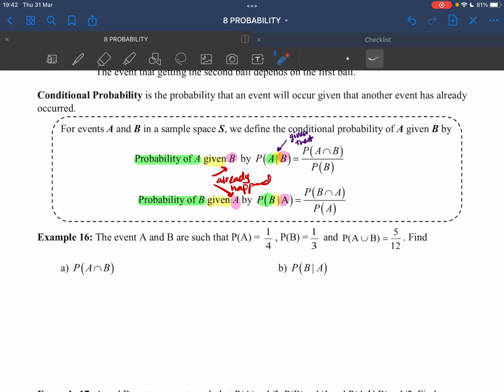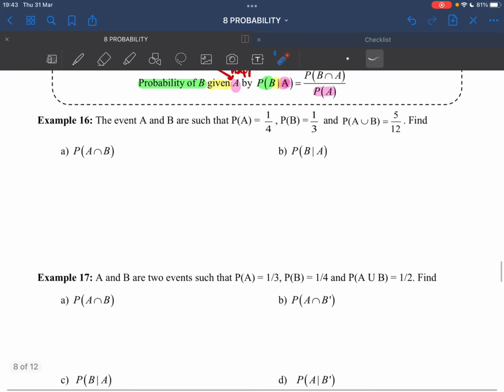The formula for P(A given B) is P(A intersect B) over P(B). This thing here has to be the same: this one P(A), this one P(A), this one P(B), this one P(B). The same as P(B given A), which is P(B intersect A) over P(A). So let's see example 16.